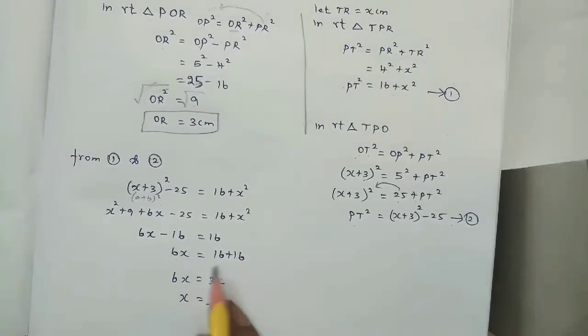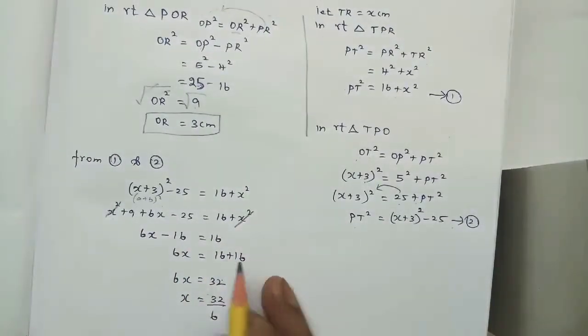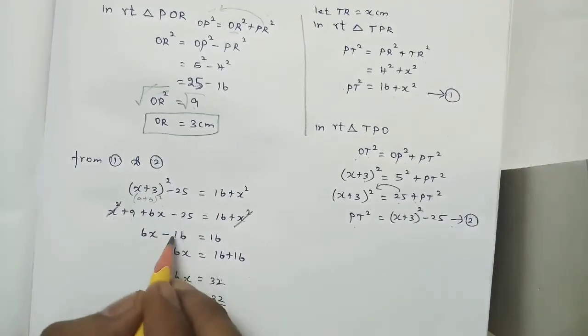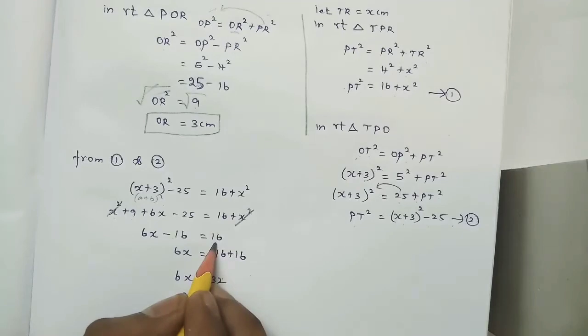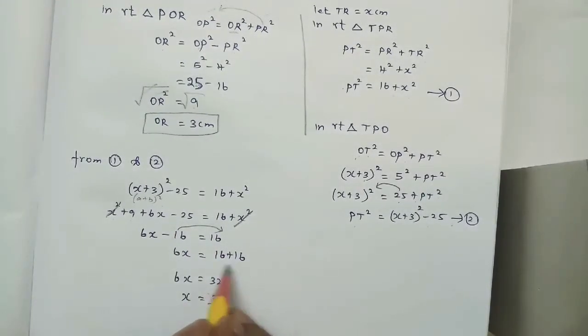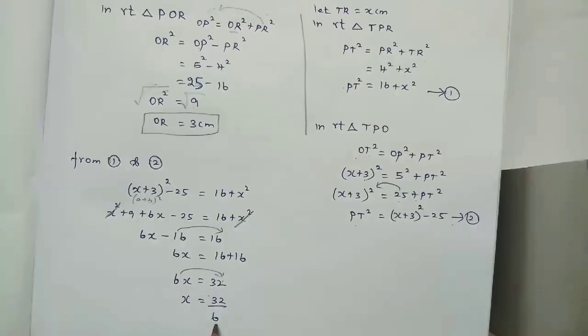Now just see the LHS and RHS, the X square term is there. I'm just cancelling, right? So 9 minus 25, 25 minus 9 is 16, minus 16. 6X minus 16 is equal to 16, right? Taking this minus 16 to the RHS, it will become plus 16. So 6X is equal to 32, 16 plus 16 is 32. Taking the 6 to the RHS, multiply will become divide. X is equal to 32 by 6, right?